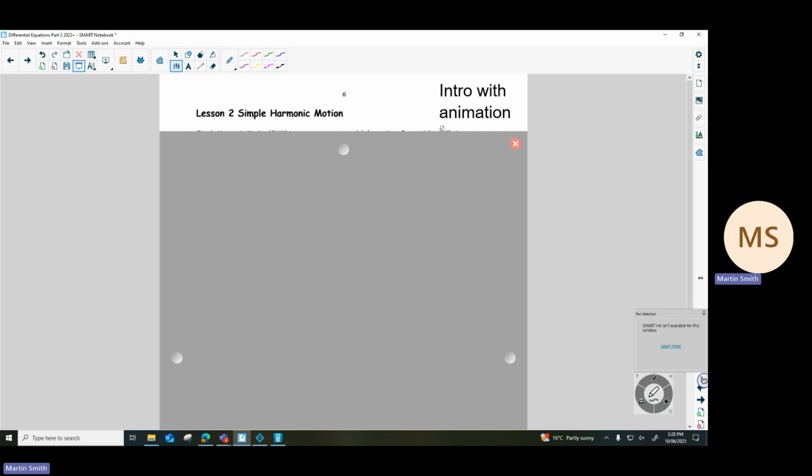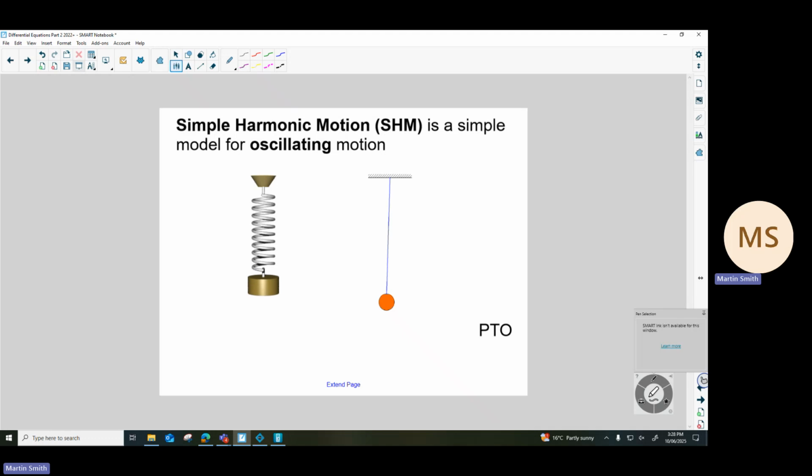Now, before we look at our pack, I just have a little introduction I would like to show you for a couple of minutes, just to introduce and animate what's going on. So simple oscillation, SHM, is a simple model for oscillating motion. The kind of situation we might be interested in is an object which is oscillating either up or down, or maybe left or right on the end of a spring, or the displacement of an object which is swinging from side to side on a pendulum. That's the kind of thing that we might be interested in.